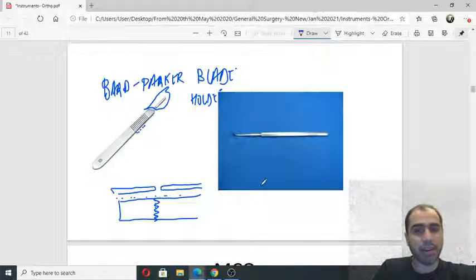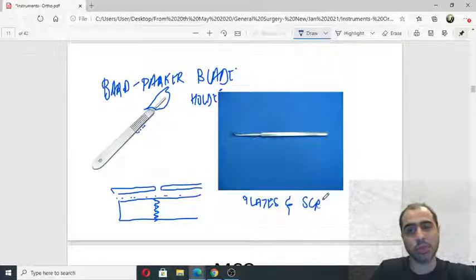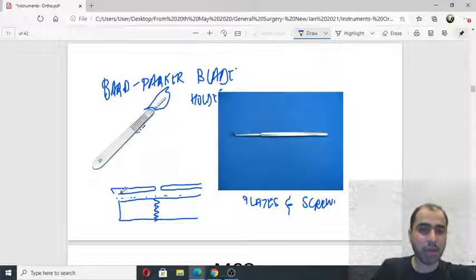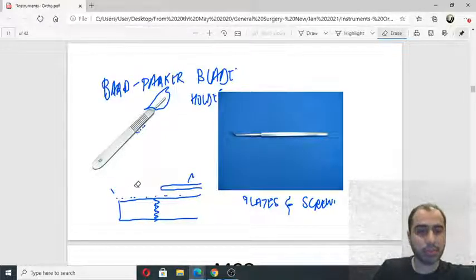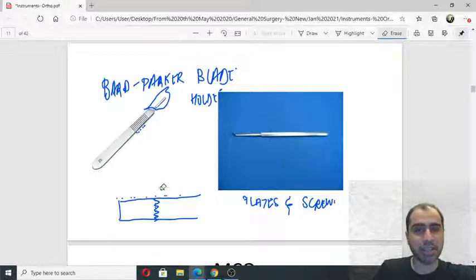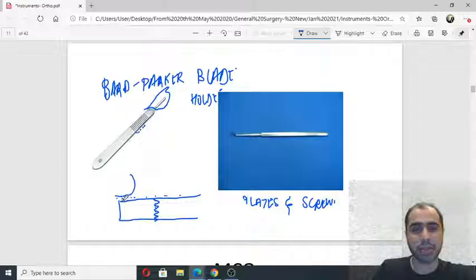So whenever I have to put fixation with plates and screws, what do I do? I lift the periosteum. I elevate the periosteum. Yes, dynamic compression, I agree, but in any plating you are supposed to elevate the periosteum. So elevate the periosteum like this.